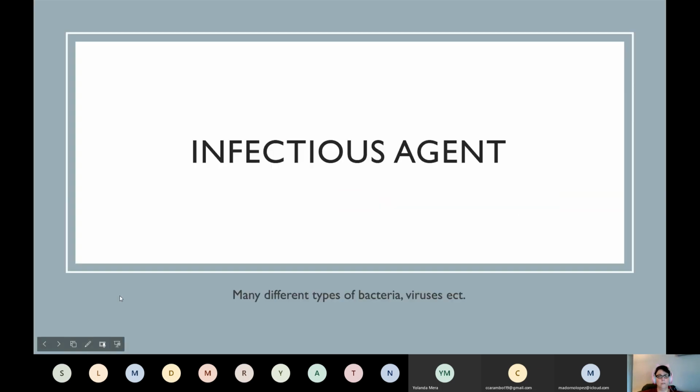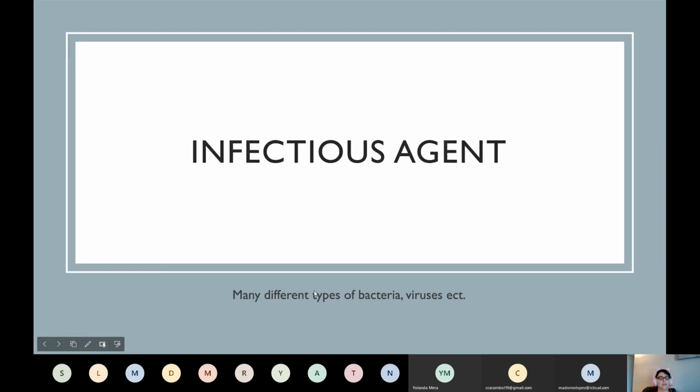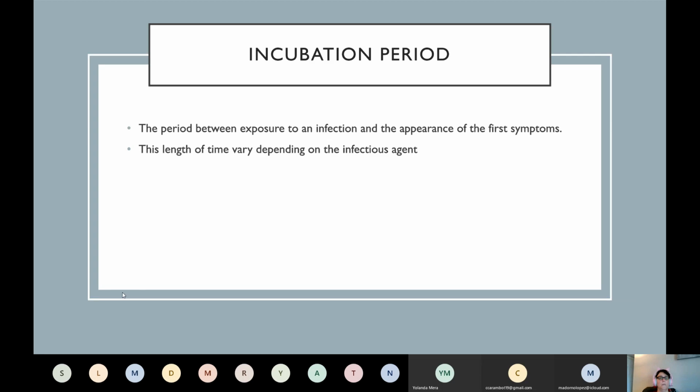All right, let's talk about infectious agents. An infectious agent pretty much can be anything, okay? It could be bacteria, viruses, protozoa, fungi, parasites, so whatever's causing the infection.